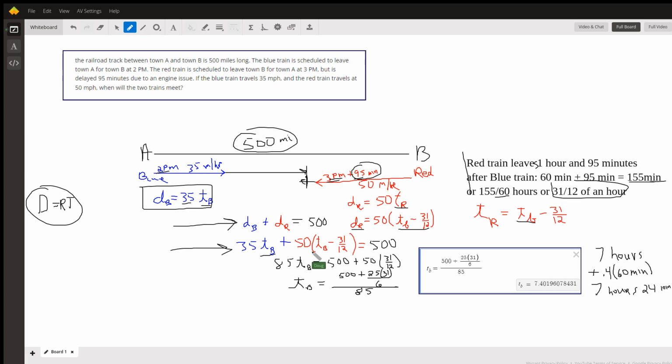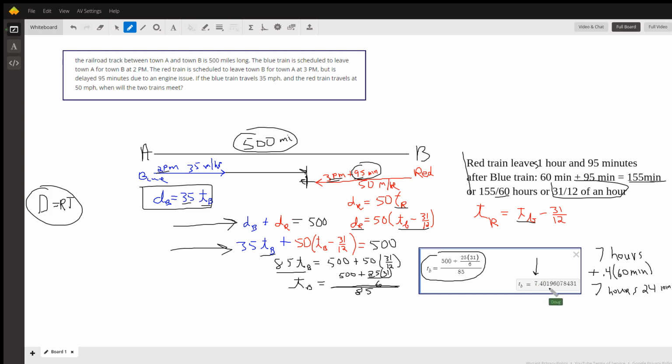Now we have one equation with one unknown, time of the blue train. Distribute the 50 over T sub B minus 31/12ths, and you get 35 plus 50 is 85 times the time of the blue train. If you take 50 times negative 31/12ths, that reduces to 775/6, which you should see right here. So I added that to both sides, divided by 85. You can do that calculation many different ways, but here's what you end up with. The time that the blue train takes is 7.4 hours.